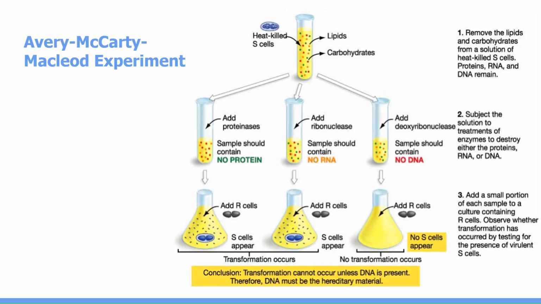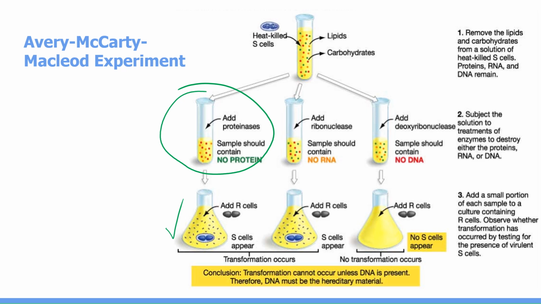So this experiment was described on the previous slide, but now visually speaking. We have a sample of heat-killed S cells, and lipids and carbohydrates are removed from that solution. That solution is then separated into three samples. In the first sample, we see that proteinase, which breaks down proteins, was added, and then R cells added. Well, transformation occurred because RNA and DNA are still intact.